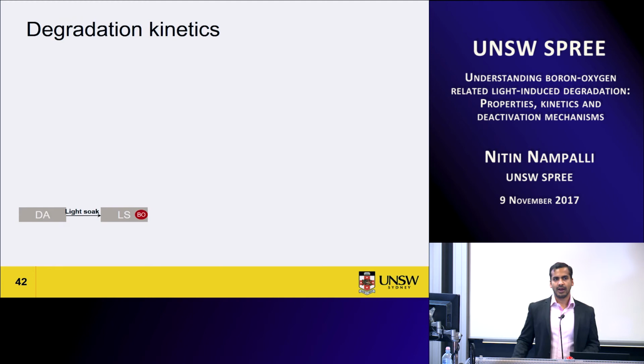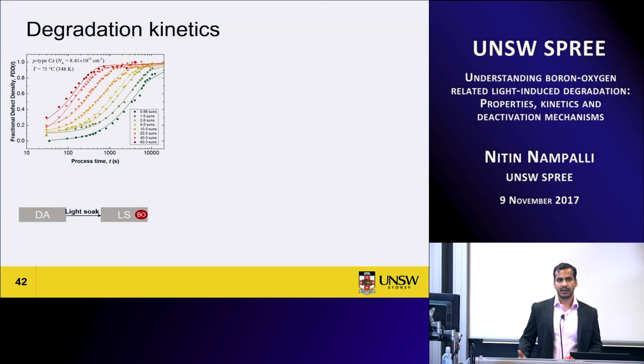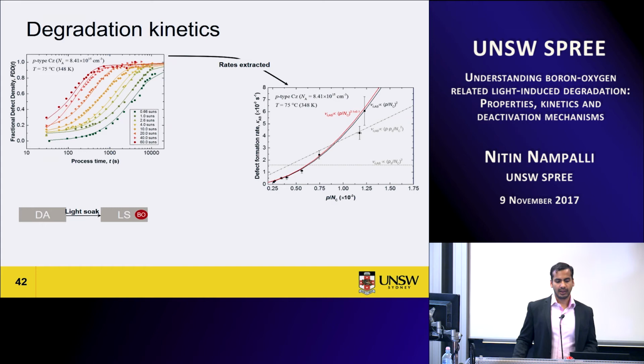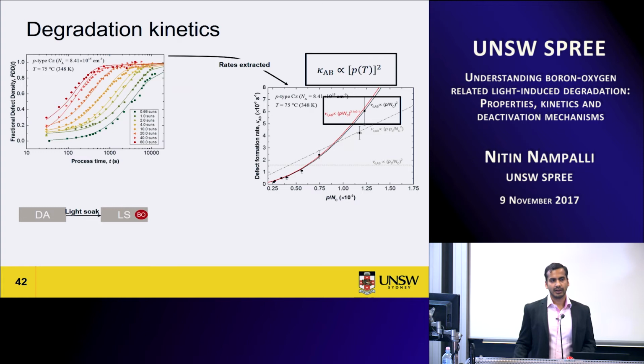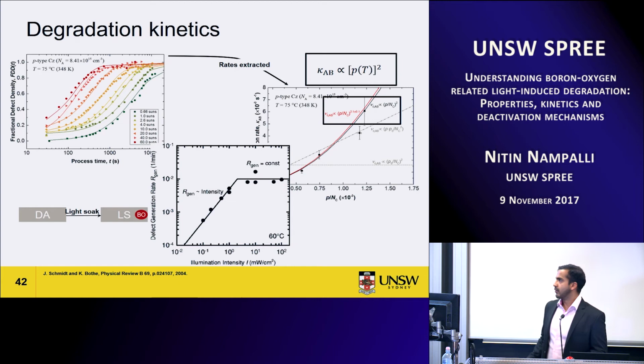So we can do the same thing for degradation. If we start off in the dark annealed state and light soak them, track the defect density as a function of time and fit the rates, we similarly get a dependence on p squared. This was the result previously from the literature. You can see that the reaction rate for degradation seemed to flatten with illumination intensity. But what could have happened here is that they didn't go to higher illumination levels, and had they done that, then the hole concentration would have changed and you would have got this continuing curve like this. So that explains why there was this difference.